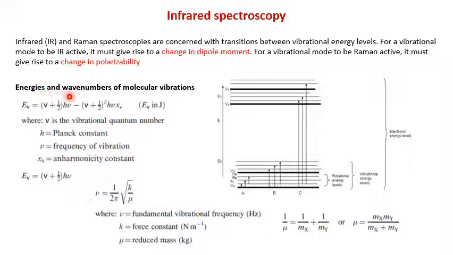Now coming to the energies and wave number of molecular vibration. When a molecule absorbs IR radiation, it undergoes vibrational motion. Stretching of a covalent bond is like stretching a spring, and the molecule undergoes anharmonic oscillation. Vibrational energies are quantized, and they are given by this equation: Ev = (v + 1/2)hν - (v + 1/2)² hν xe, where v is the vibrational quantum number, h is Planck's constant, ν is the vibrational frequency, and xe is the anharmonicity constant.